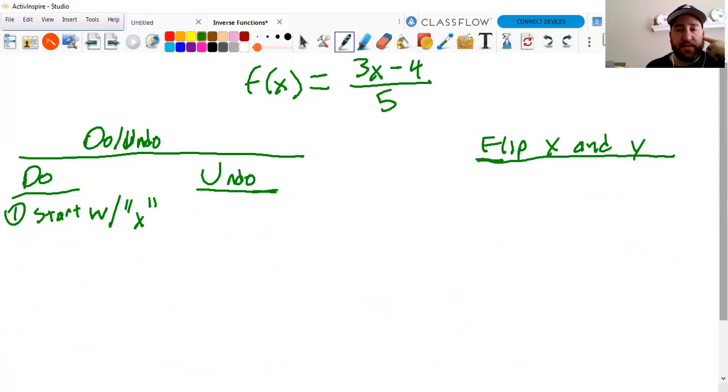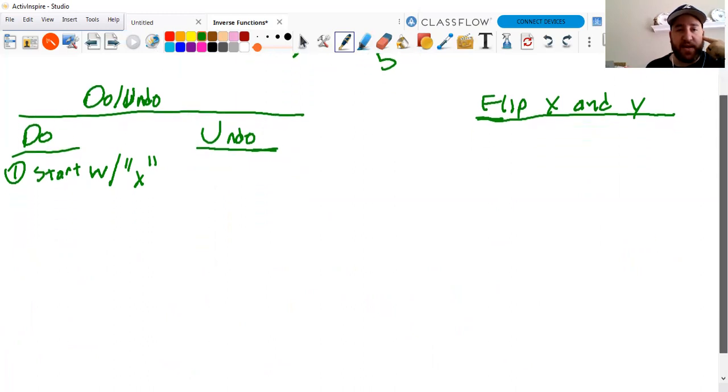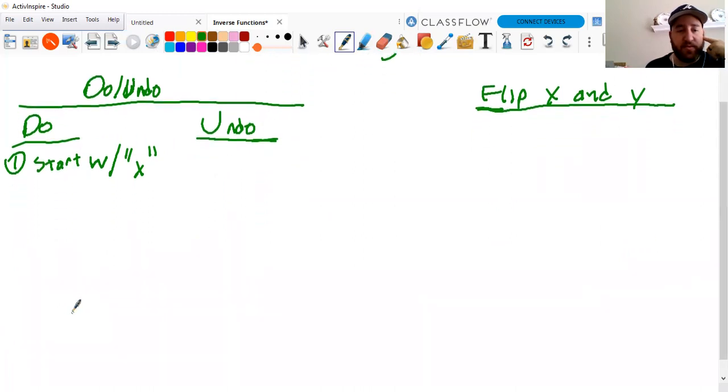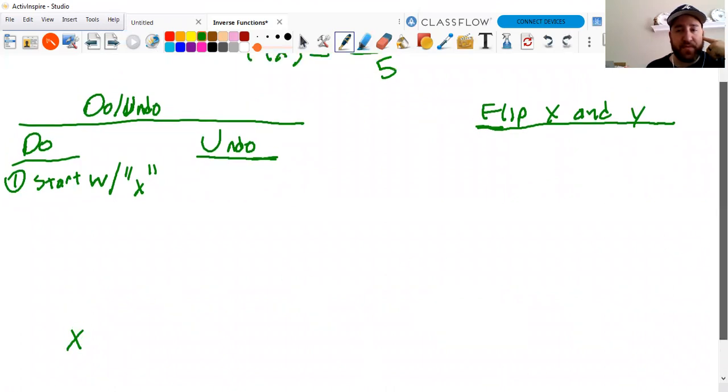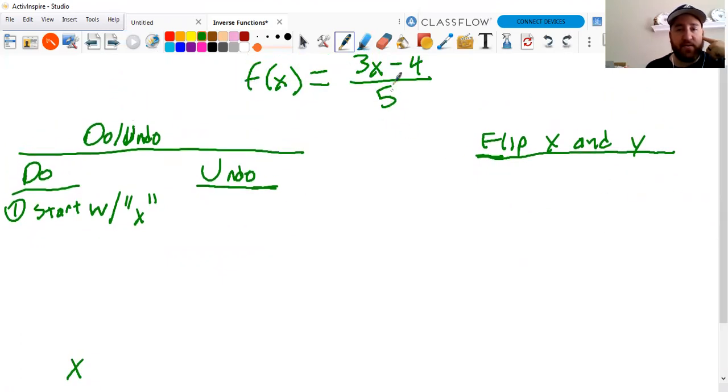All right, so I'm starting with x. I might have to scroll up and down a little bit, but I want to make sure I have it. So I'm going to start with x. So I come back up. Now I've got to say, well, what am I doing next? Multiplying by 3, subtracting 4, dividing by 5.